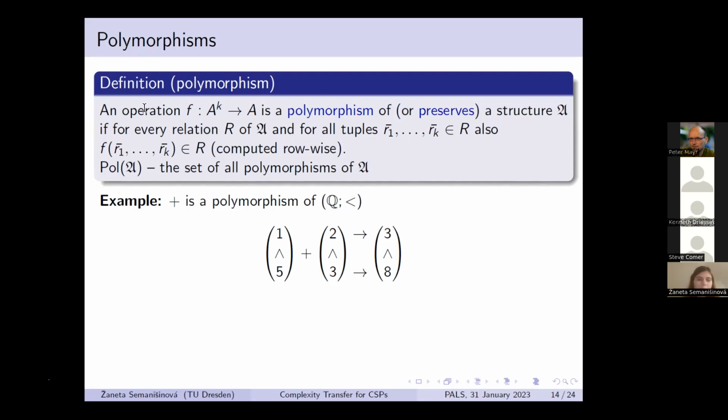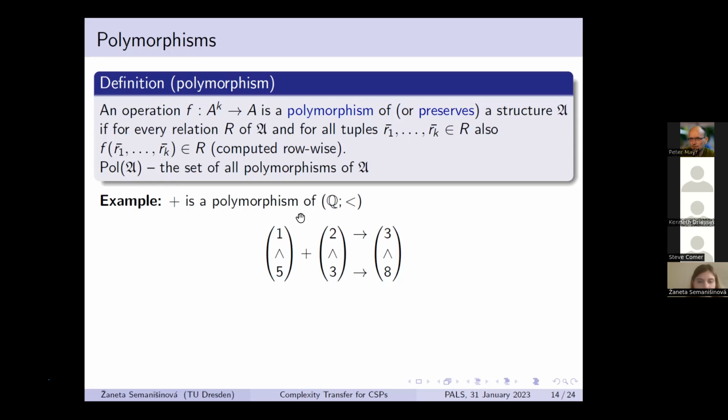As in many CSP classifications, at some point polymorphisms need to come into play. So what is a polymorphism? We have a structure A with domain A, and a polymorphism of this structure is an operation that preserves all its relations in the usual sense. If somebody brings us tuples from the relations and we apply the map row-wise on these columns, the result is again supposed to lie in the relation.